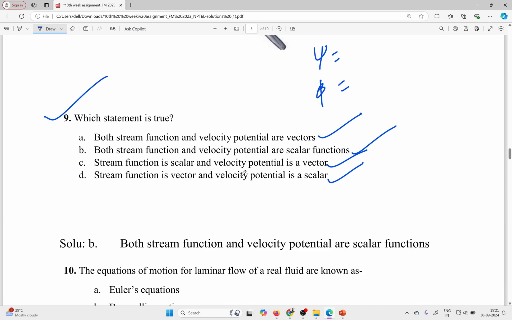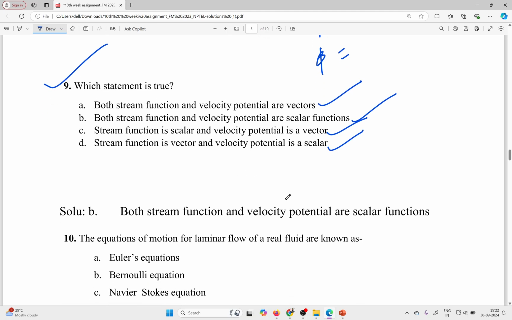Okay, so here both the stream function and your velocity potential function are scalar functions, not vectors. The stream function is not a vector, it is also a scalar function. So I will discuss this in the questions below. I have similar related types of questions, so I will discuss in that question why the stream function and the velocity potential function are scalar.